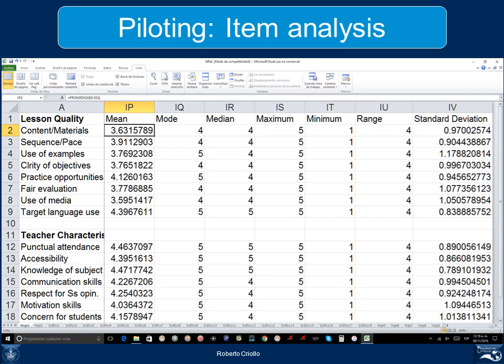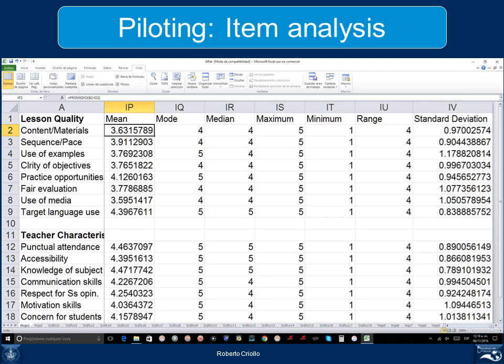If we look at the median, we have something similar. If you remember, this is the value that we have right in the middle when we order all of the scores from the highest to the lowest. And in fact, for target language use, the median was 5. So that means that half of the group thought that the teacher's performance in this aspect was outstanding. Concerning the use of examples, the median is 4, which is also very high.